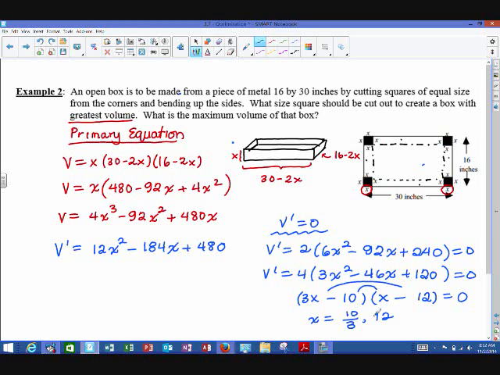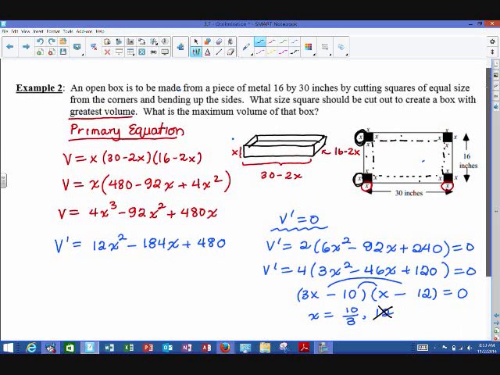The one that won't make any sense is the 12. Because if you're talking about using 12 to cut off these squares, you cut 12 inches right there and another 12 inches right there. Well, that's a total of 24 inches. That's more than what you have to work with here on this side of 16. So that's not going to work. So we're going to eliminate him as a critical number, and we probably have our correct answer here of 10 thirds.